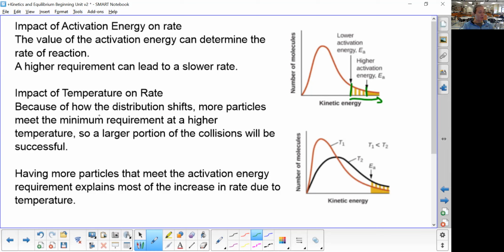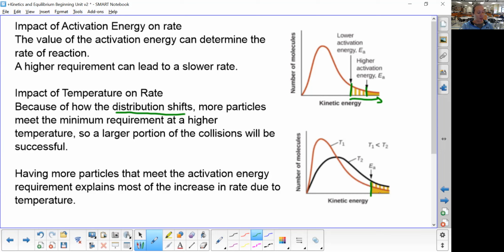But temperature, how the distribution shifts: you've got this orange curve, but when you increase the temperature, it usually flattens out the curve, makes it a little bit wider, so you actually get more particles that meet that minimum threshold.